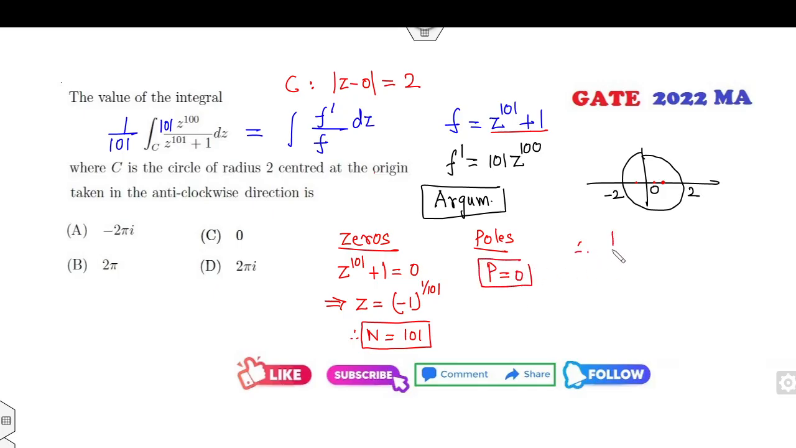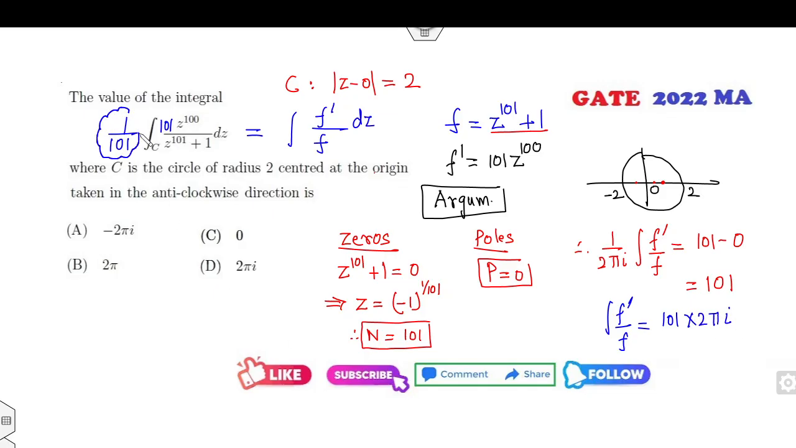So therefore, by the argument principle, 1 over 2 pi iota times the integral of f dash over f is n minus p, which is 101. Your target is to find the value of the integral of f dash over f, which is 101 into 2 pi iota. But I have to divide it by 101 also. So the answer of the problem is 2 pi iota.